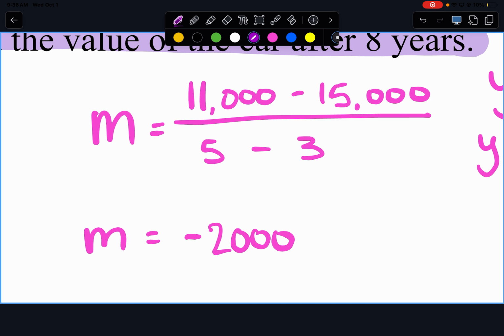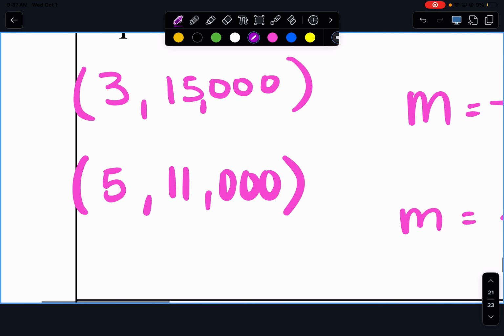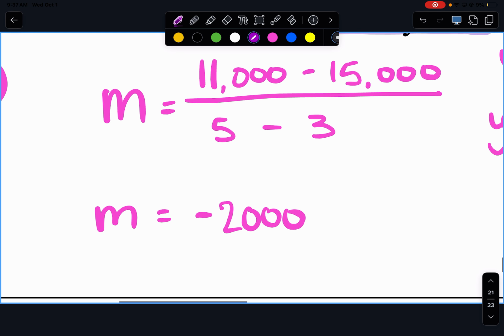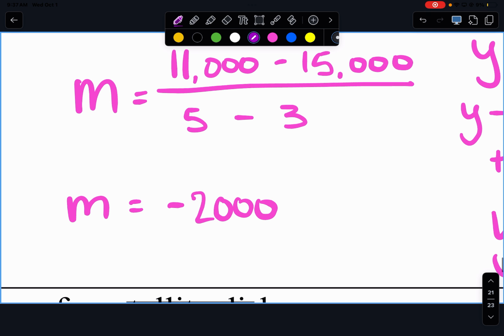Step 1 of this is to do what? Find the slope. Is it 17,000? No, I think it's negative 2,000, right? Because 11 minus 15 is 4. And then you have 5 minus 3, which is 2. So that'd be 4,000 divided by 2, which is 2,000. 11,000 minus 15,000. I thought it's a negative. Wait, what? Because we're talking about values of a car. Oh, no, I'm talking about the other.